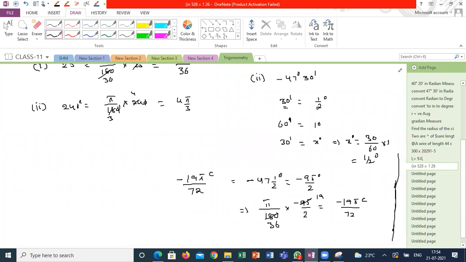Is it clear, students? This clockwise, anti-clockwise is little important in particular numericals. Is it clear, guys? Shall I move to the next question? Yes, sir.